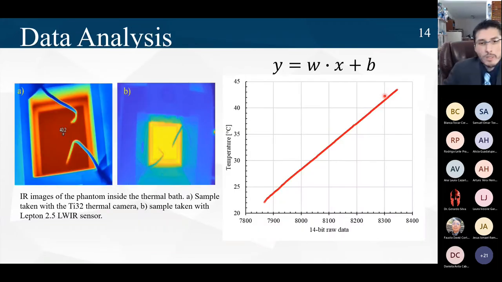For the data analysis, we matched the temperature registered with the first imager versus the digitalization information that we could retrieve from Lepton 2.0. In this graph, it is perceptible that the line has a linear behavior that is described by this equation, which also contains a slope, which in the literature we usually find as a bias.